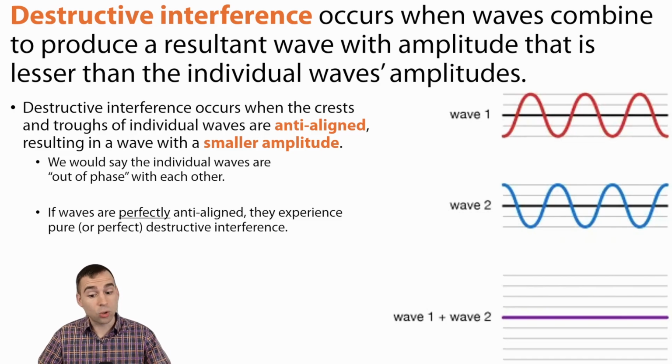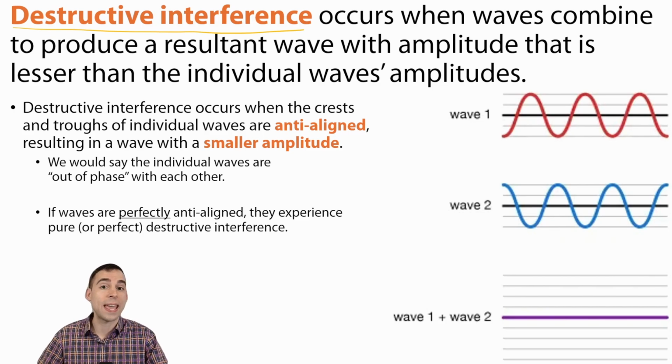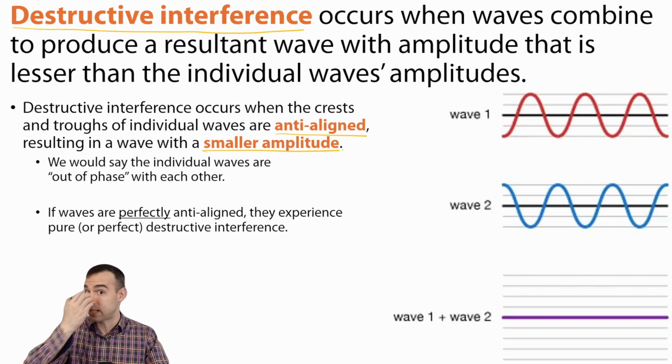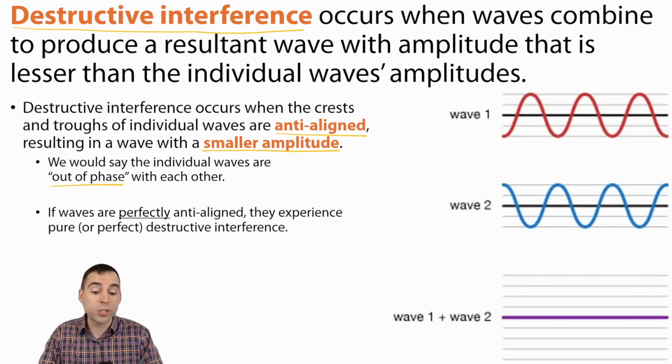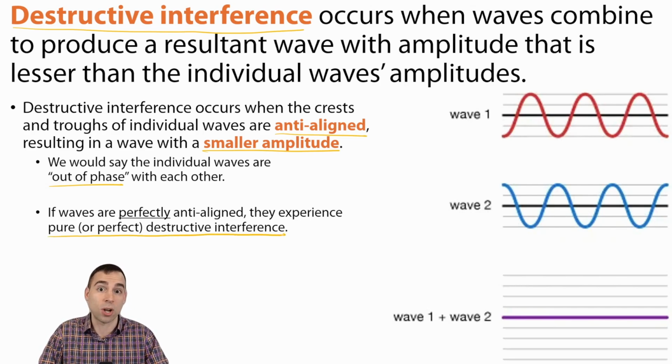On the other hand, destructive interference occurs when two waves add together such that they give a resultant wave with an amplitude that is less than the individual waves. This would occur when waves are anti-aligned, giving a smaller resultant amplitude. We would say that the waves are out of phase with each other, and if they are perfectly anti-aligned such that the crests match up exactly with a trough, we would say that they would be experiencing pure or perfect destructive interference, like you see in the diagram shown here. For two waves that experience perfect destructive interference, if they're perfectly identical, the amplitude of the resultant wave will be 0.